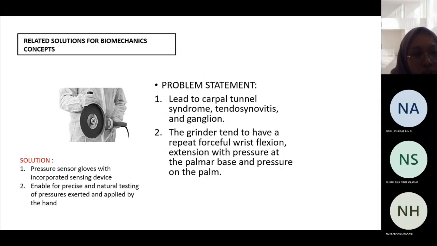For the solution to this problem statement, we use a pressure sensor glove, incorporating a sensor device, because it enables precise and natural testing of the pressure exerted and applied by the hand. Next.